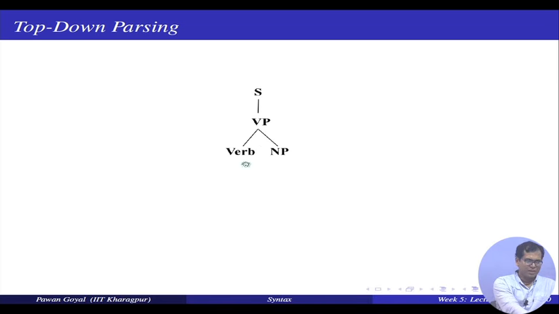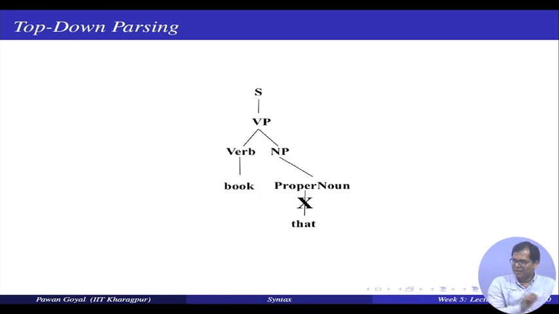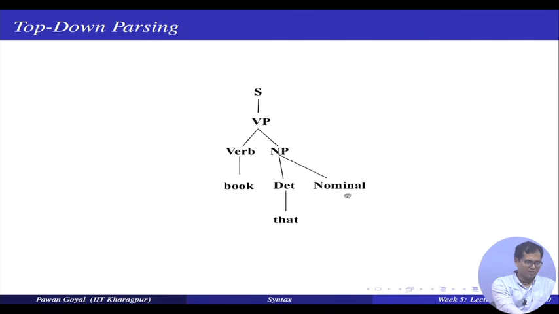And verb gives me book. Now from NP, I have to get that flight. From NP I can get pronoun, but pronoun cannot give me that. Then I can get proper noun, which will also not give me that. Then from NP I can get determiner followed by nominal. That is a determiner, and from nominal I can go to noun, and this can give me flight.